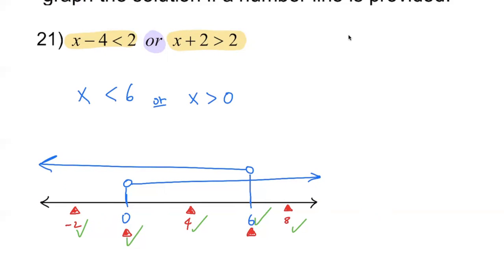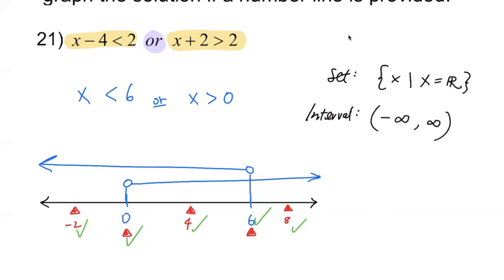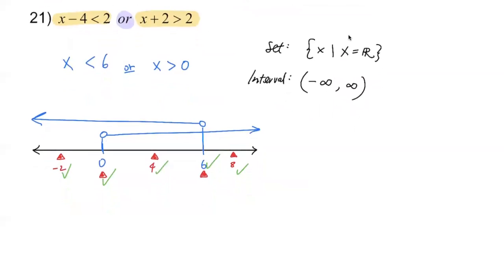So what's our solution set? For set builder notation, we'll say x such that x is equal to all real numbers. With interval notation, we'll say from negative infinity to infinity, because everything is fine. Everything is fantastic. Okay, so that's number 21.